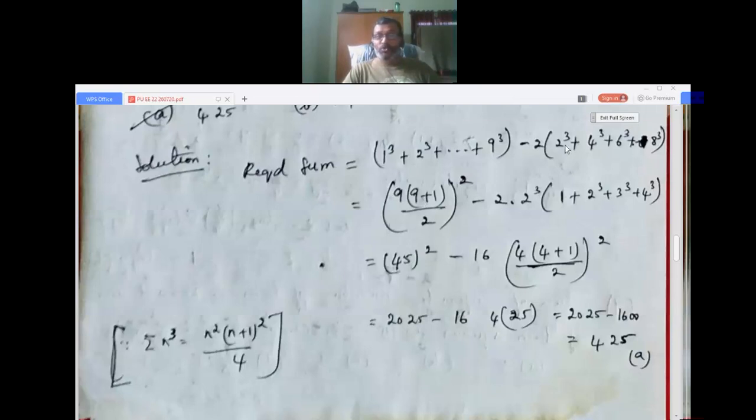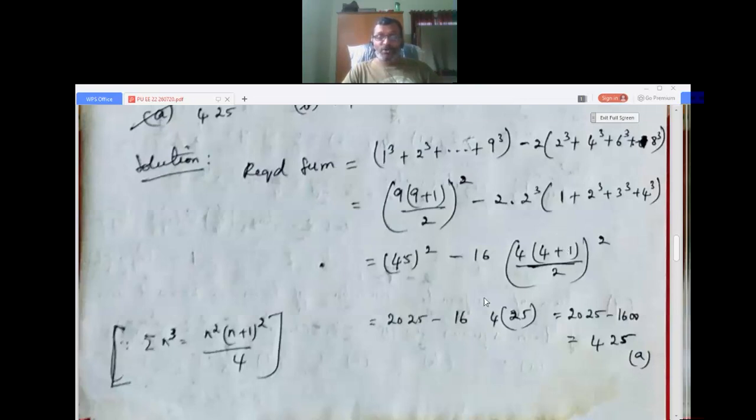If I remove 2 cubed common here, 2 cubed into 1 plus, this can be written as 2 cubed into 3 cubed, 2 cubed common. And 8 cubed, after 6 cubed comes 8 cubed, can be written as 2 cubed into 4 cubed, 2 cubed common, like this. So this will be 9 plus 1, 10, 2 fives, 9 into 5, 45, 45 squared minus, here 8 into 2, 16. Again here the same formula: 4 into 4 plus 1 by 2 whole squared.